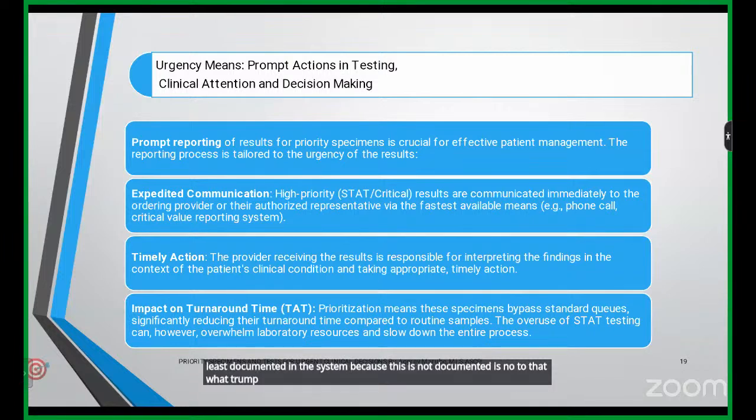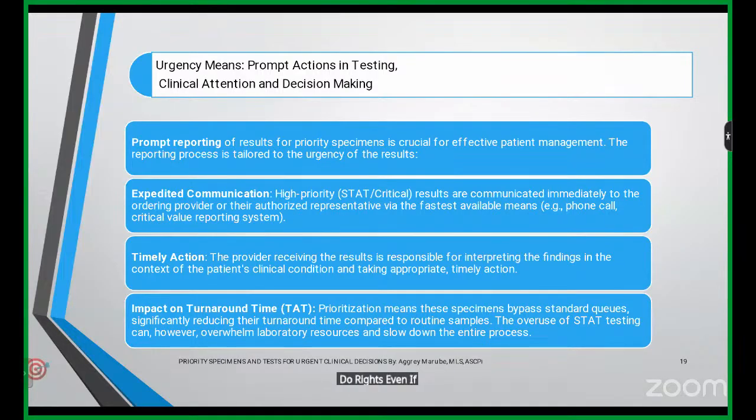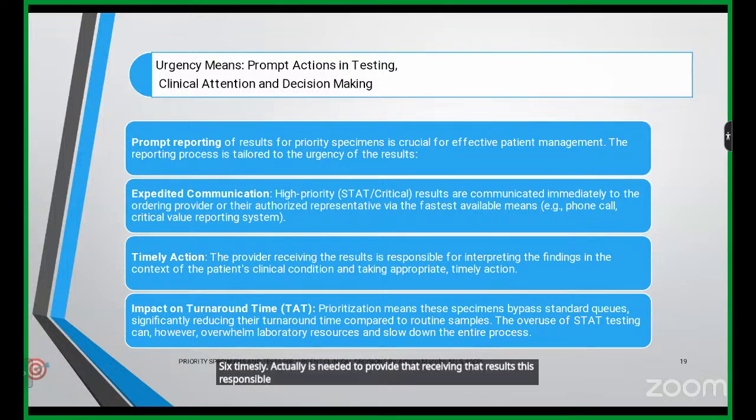What about when auditors come, especially maybe when your accreditation is 1 month away or 1 year away? Doesn't matter whether it's 1 year away or 1 month away. You have to do right, even if no one is saying, for the patient safety sake. Timely action is needed. The provider receiving the results is responsible for interpreting the findings in the context of the patient's clinical condition and taking appropriate timely action.